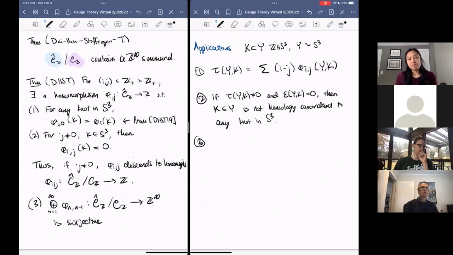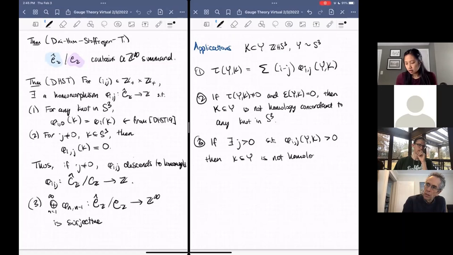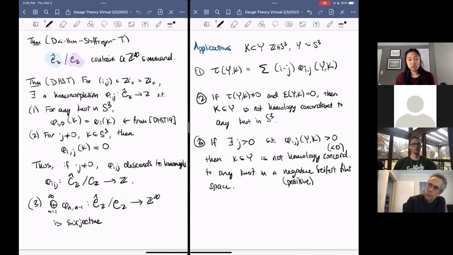Moreover, we can obstruct a knot from being homology concordant to knots inside of a negative or a positive Seifert fibered space. If there exists a j such that phi ij is bigger than zero, then the knot will not be homology concordant to any knot in a negative Seifert fibered space. And analogously, if you change the signs here, we get an obstruction to being homology concordant to a knot inside of a positive Seifert fibered space.